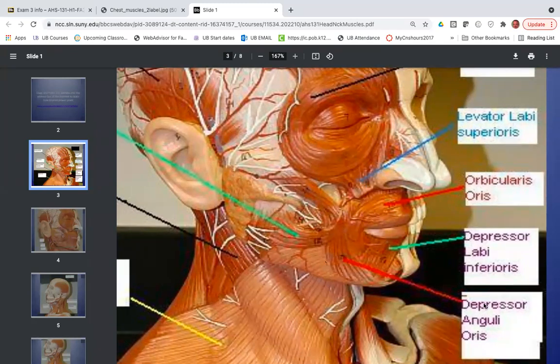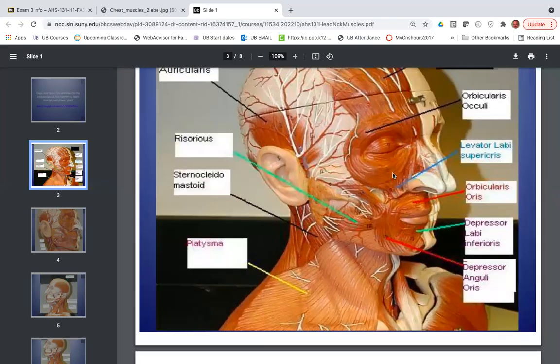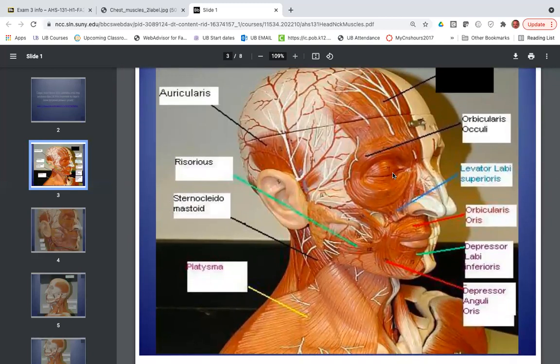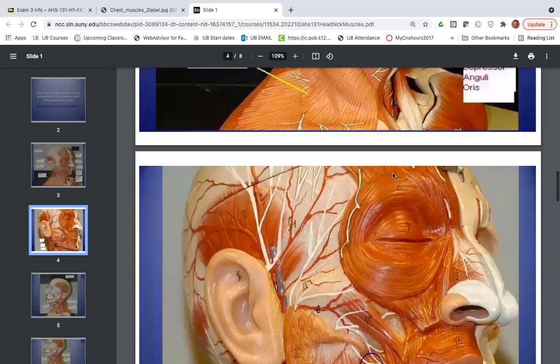So what's the opposite of depression? Well, that would be elevation. Depressor, levator. Labii, superioris, inferioris. So they're somewhat antagonistic to one another. So there's a levator labii superioris, and then there's a depressor labii inferioris. One's underneath and one is above. Make sure I covered everything here. Okay.